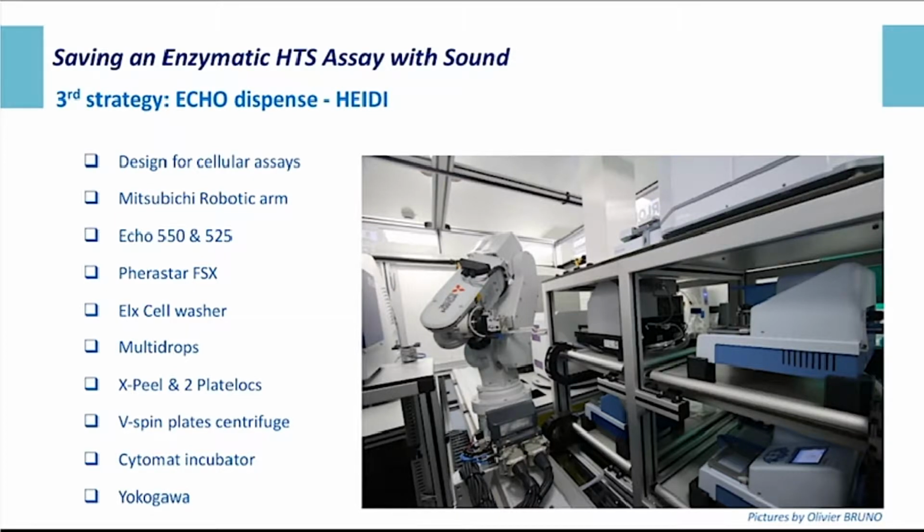Originally, this platform was designed for cellular assays in HTS and HCS, never for an enzymatic assay. This platform integrates a robot arm, two Echoes, a BMG reader, washer, multidrop, centrifuge, plate sealer, two Cytomat, and now a Yokogawa reader. So everything to perform cellular assays in HTS or HCS, but also to help our colleagues from the compound management unit.